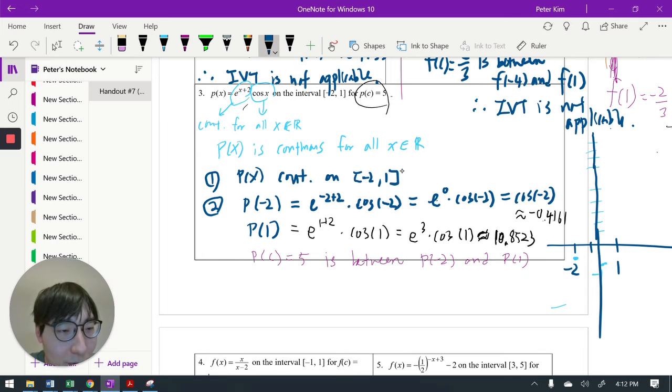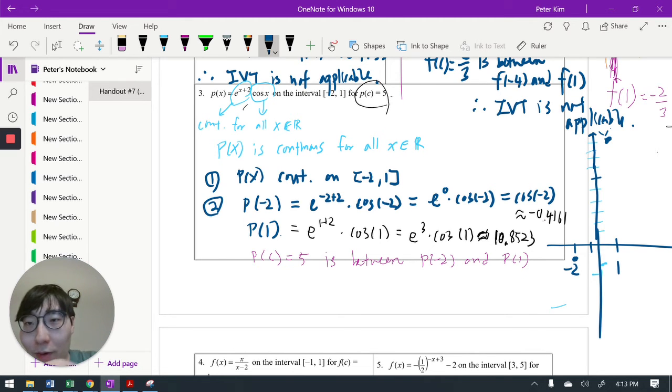Like 1, 2, 3, 4, 5, 6, 7, 8, 9, 10. Okay, so at P of 1, you get like 10.85, which is this point right here. Okay. So I have these two points, right?